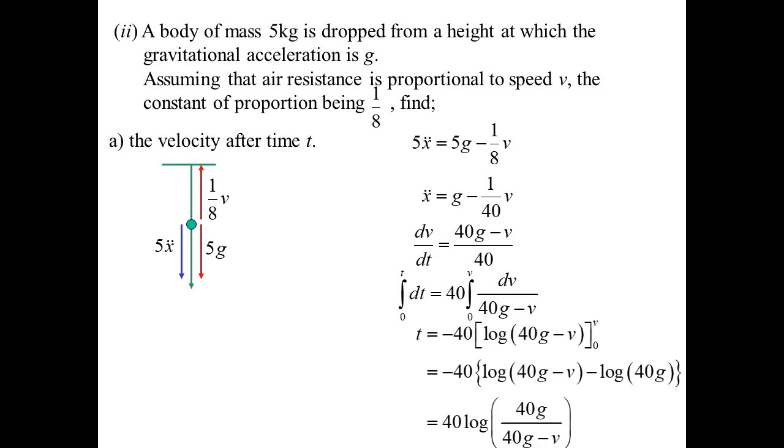Right-hand side, we're going to have a log situation here, aren't we? So we get minus 40 log of 40g minus v. Sub in v, sub in 0. And there's our 40 log of 40g on 40g minus v. But that's t in terms of v. The way the question's been asked is they want v in terms of t. Okay. So let's make v the subject. Divide through by 40.